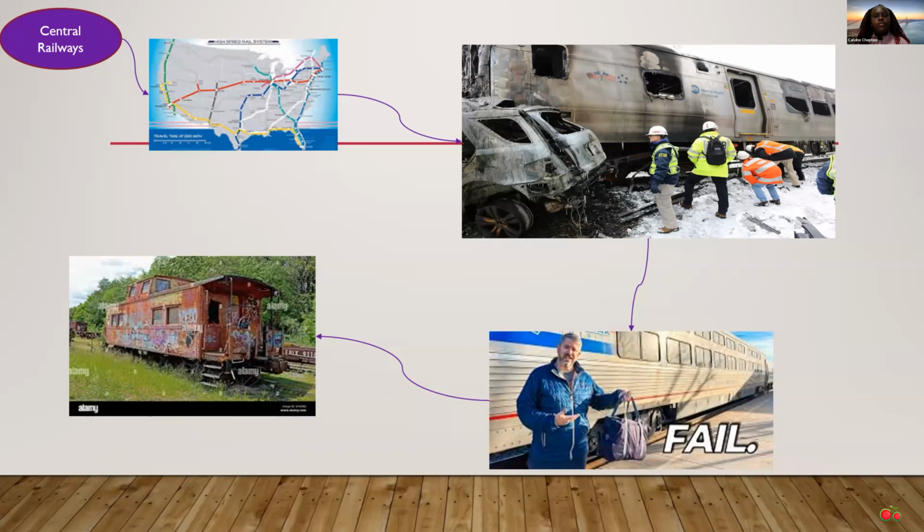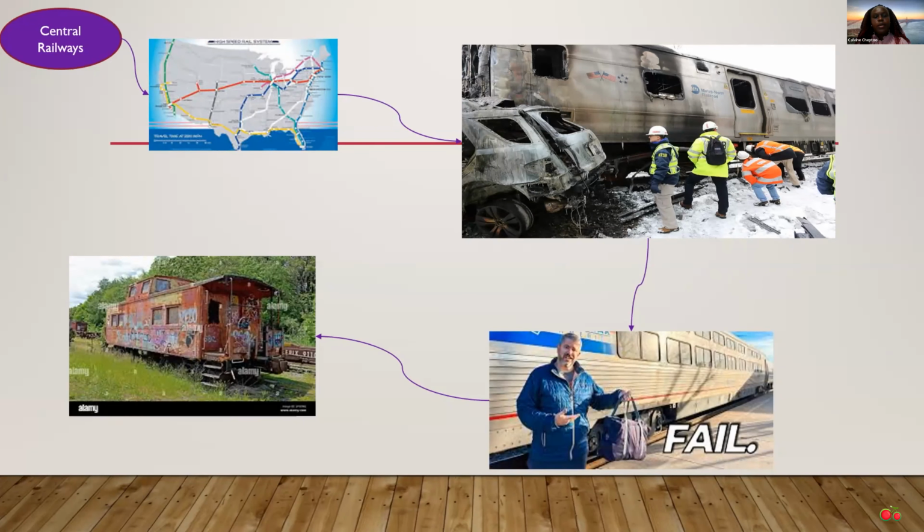The closure of Central Railways left a void in the transportation landscape, affecting not only the passengers, but also the countless communities that relied on their services. So the goal of this project is to analyze train accident data to determine the main causes of train accidents and provide suggestions on what to be done to reduce these accidents, to save train companies who might be struggling with the same challenges as Central Railways.